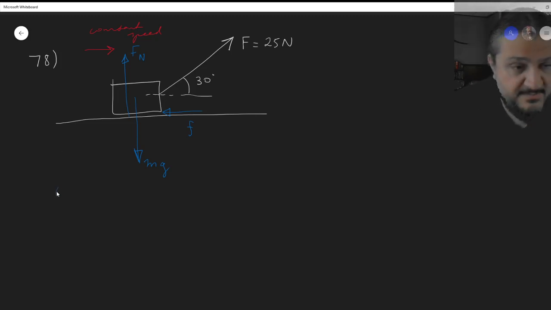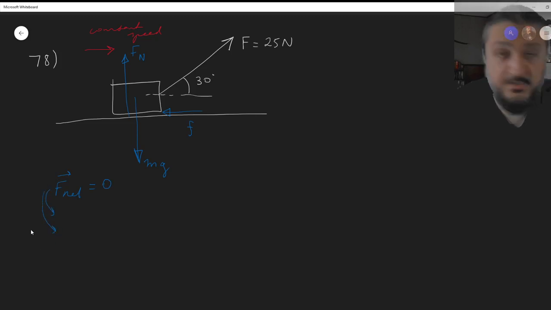F net should be zero. And remember, it's a vector equation. Means there's an x component to it and there's a y component, or horizontal and vertical, if you will. X component and y component to this equation. So F net x is 0. F net y is also 0.